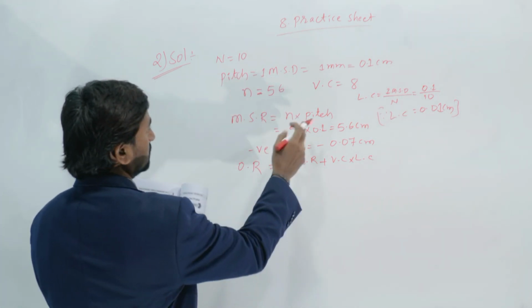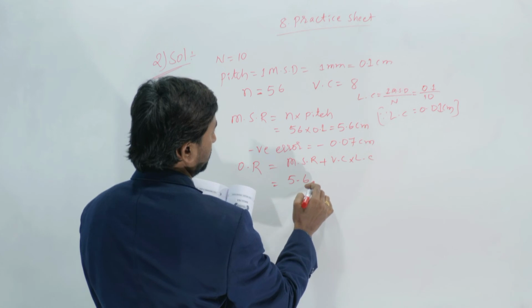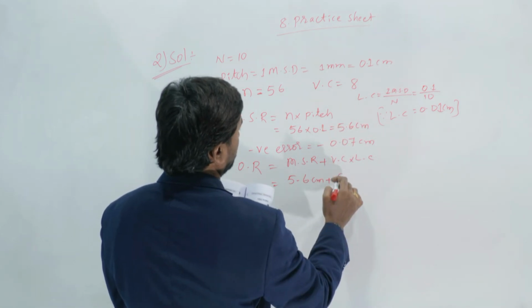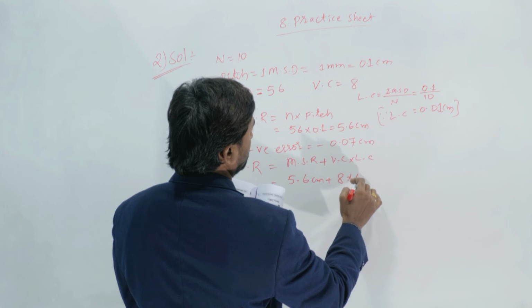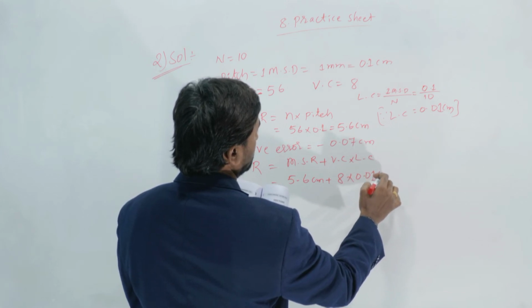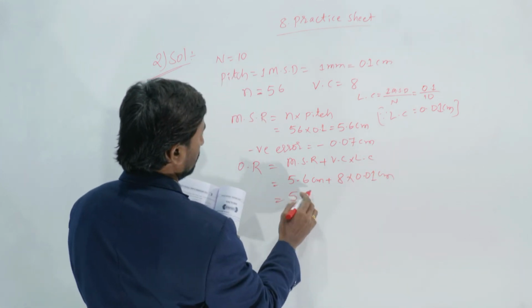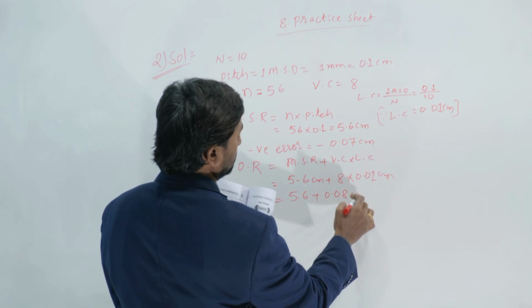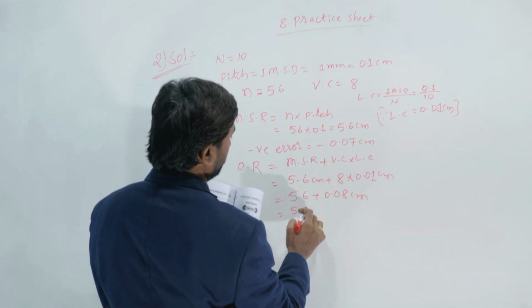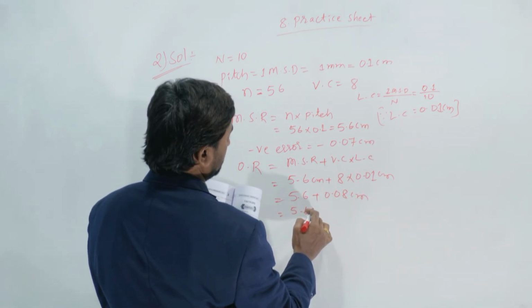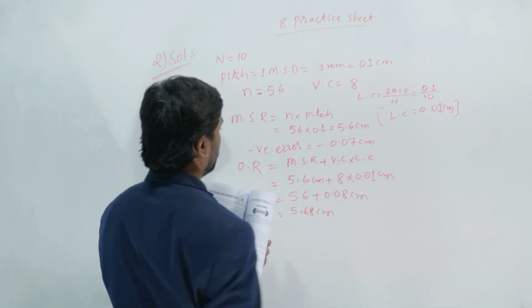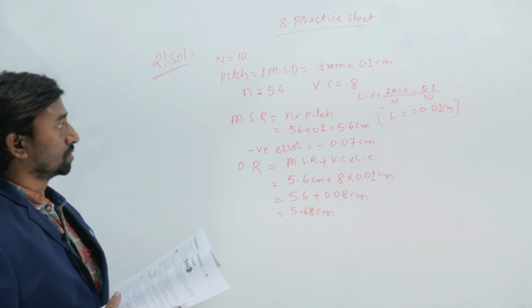Then the observed reading: MSR will be 5.6 centimeters, and VC will be 8 into the least count, 0.01 centimeters. So we get 5.6 plus 0.08 centimeters, which is 5.68 centimeters.